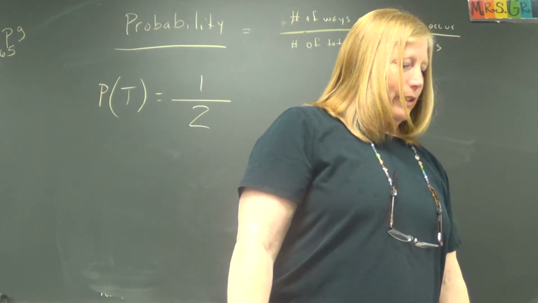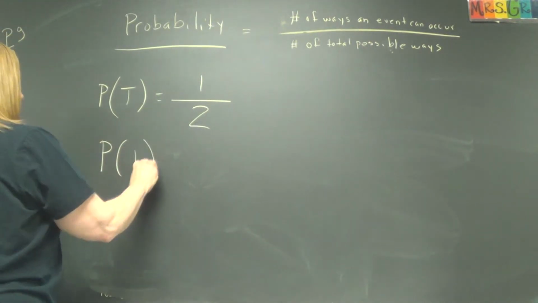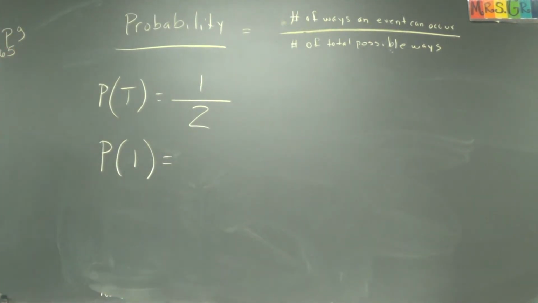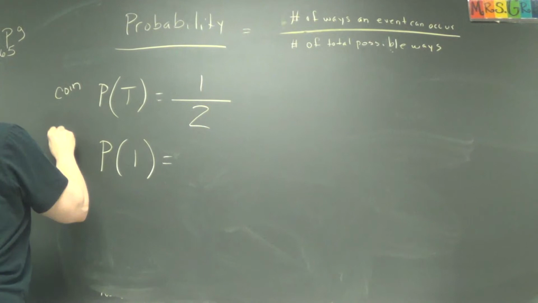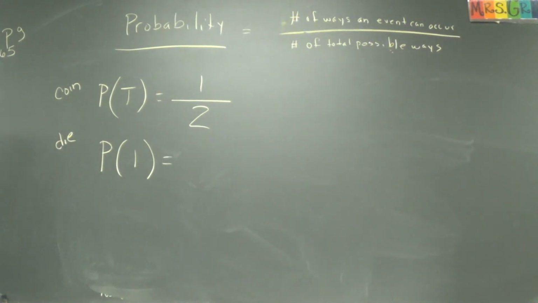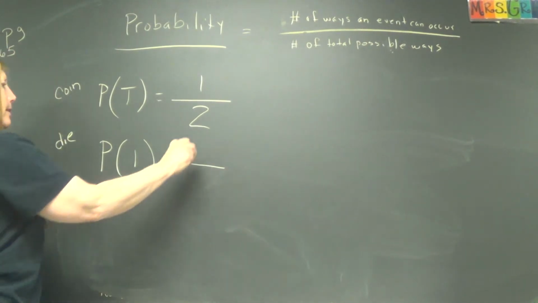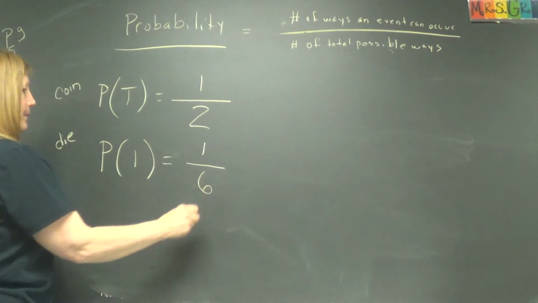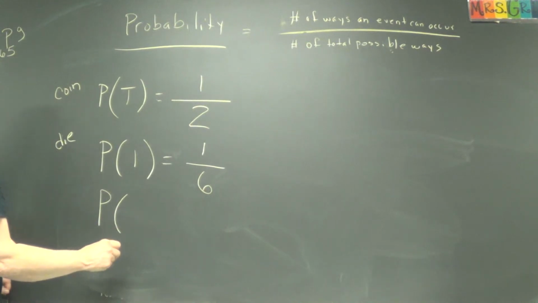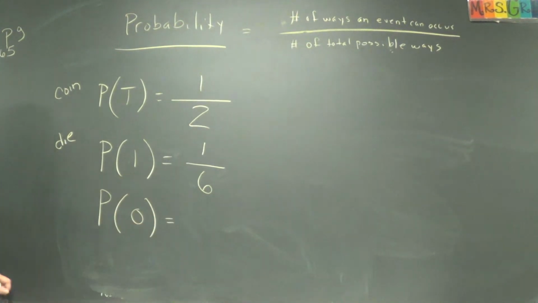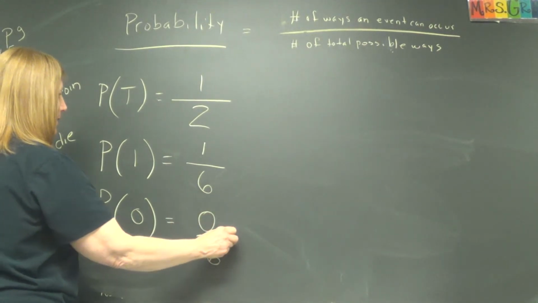All right, let us look at the probability, on a fair die, of rolling a 1 with 1 die. So this was a coin toss, this is a die, 1 die. How many ways on a normal die can you roll a 1? And how many ways possible? 6. So the probability of rolling a 1 is 1/6. What's the probability of rolling a fair die and getting a 0? 0 over 6. There is no way you can get a 0, so 0 ways out of 6 total, which is 0.